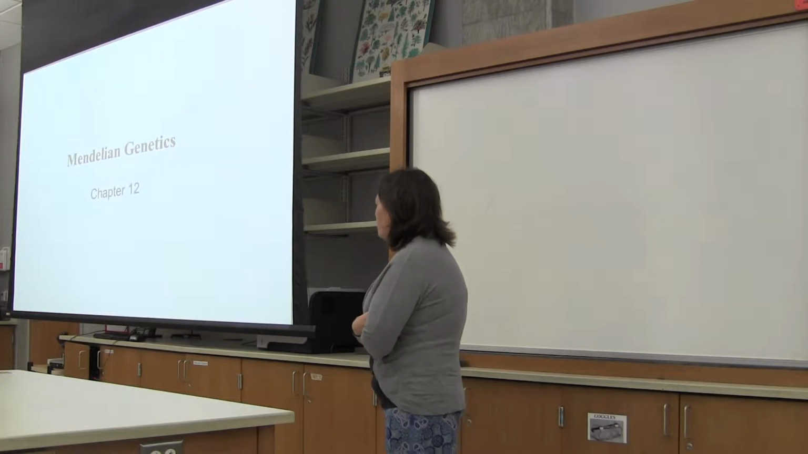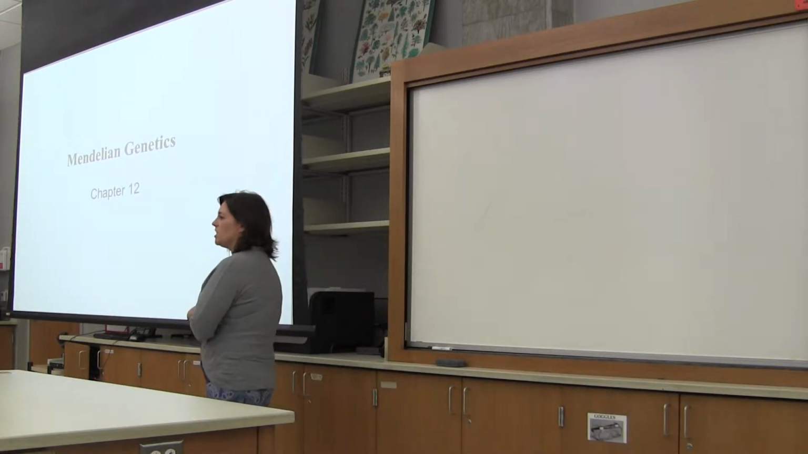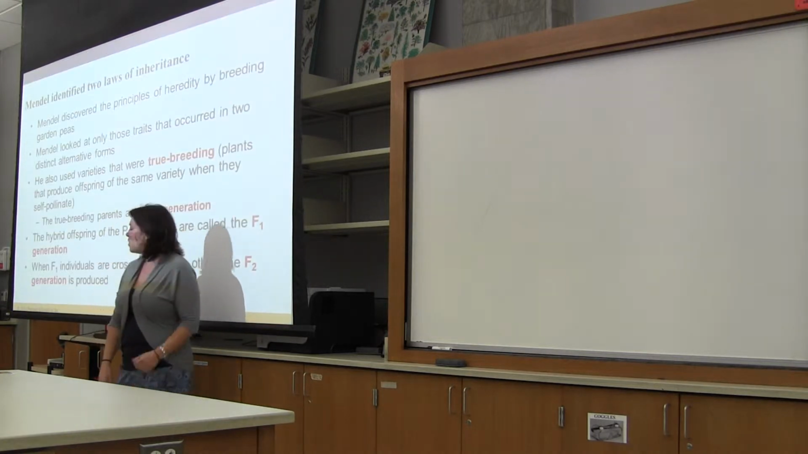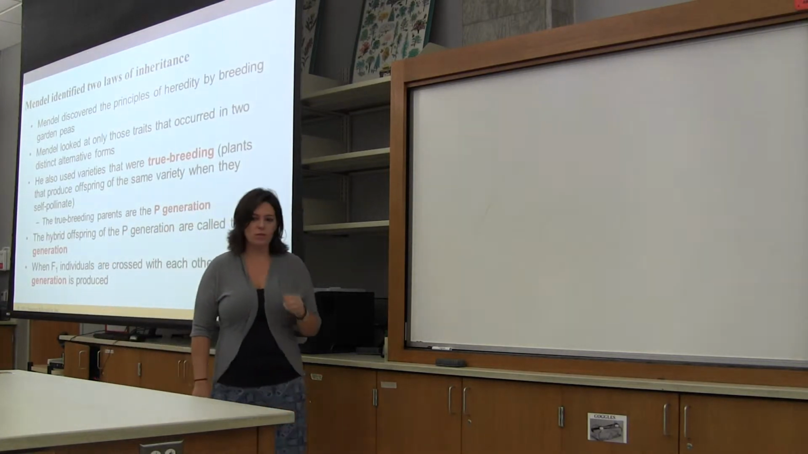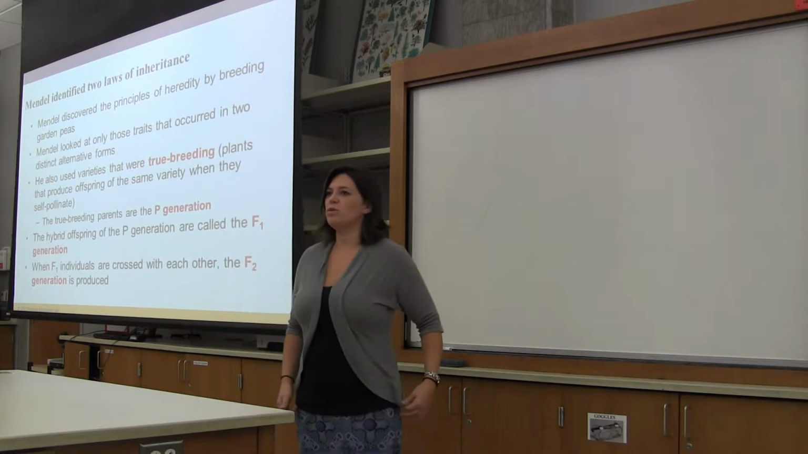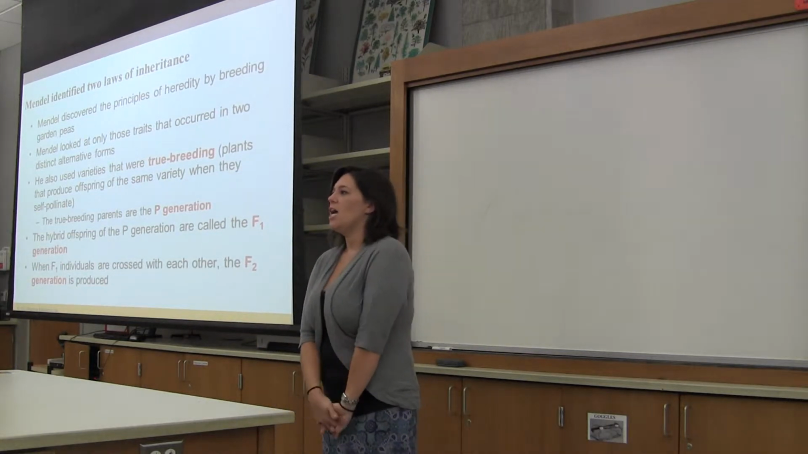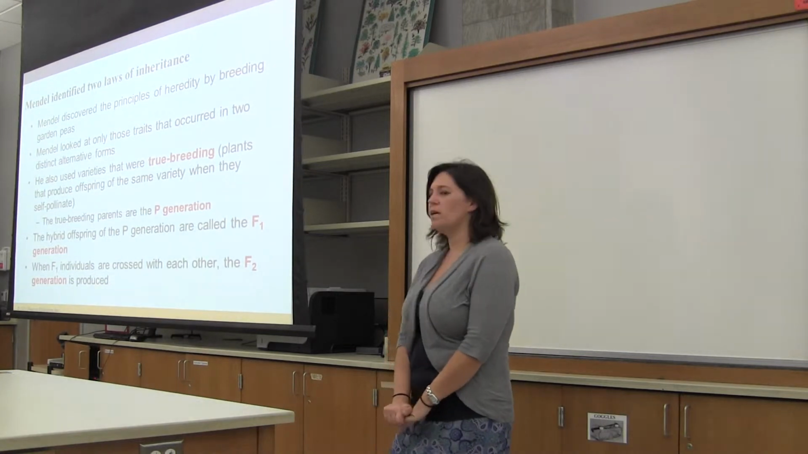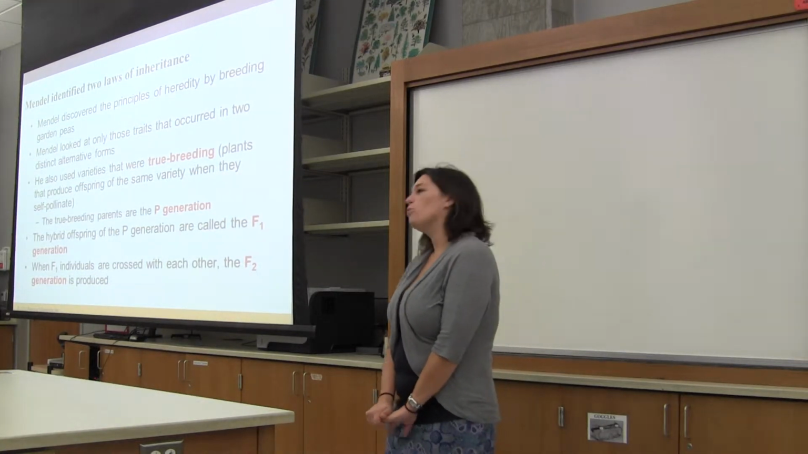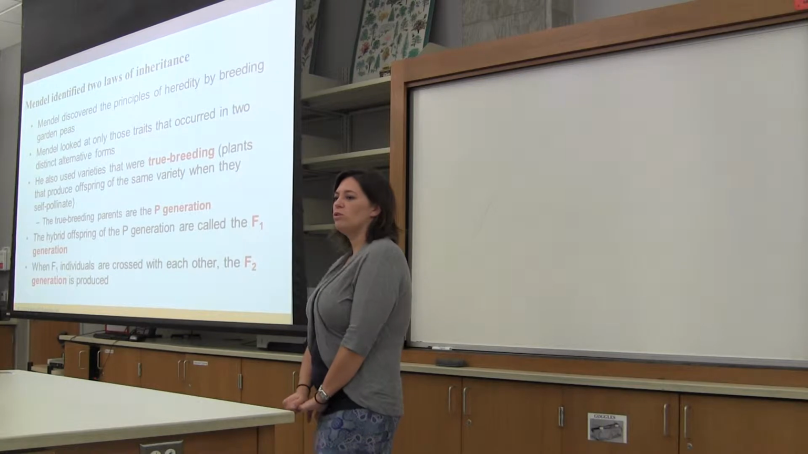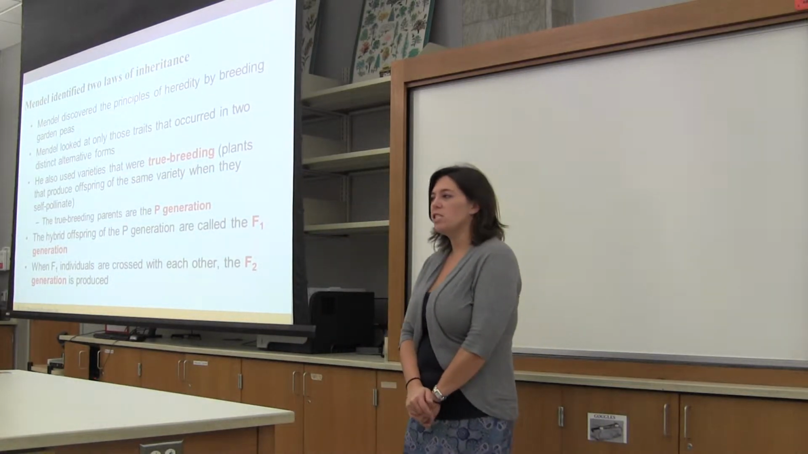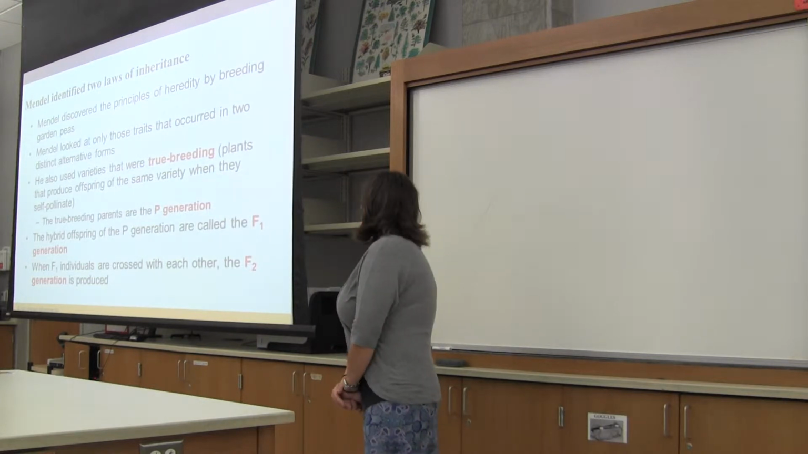And so today we're going to focus on the different experiments that he did and also the conclusions that he found. The way that Mendel did this experimentation was with pea plants. And he actually took two different types of pea plants: one that produced purple flowers and one that produced white flowers. And then he crossed them together in order to see what the offspring would look like.